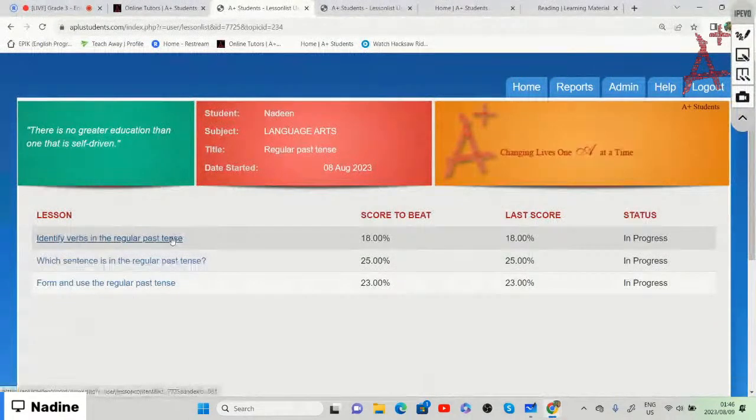So basically, we have reached the end of our lesson when it comes to regular past tense verbs. We mentioned that regular past tense shows something that had happened already. And mainly, we add an ed to that specific word. So, grade threes, this is now the end of our lesson on regular past tense.